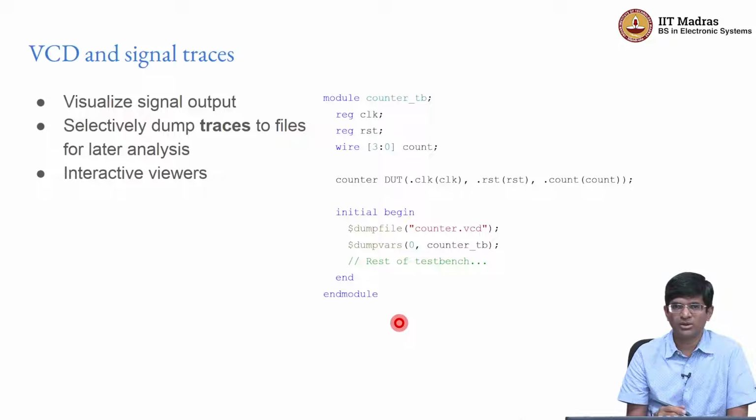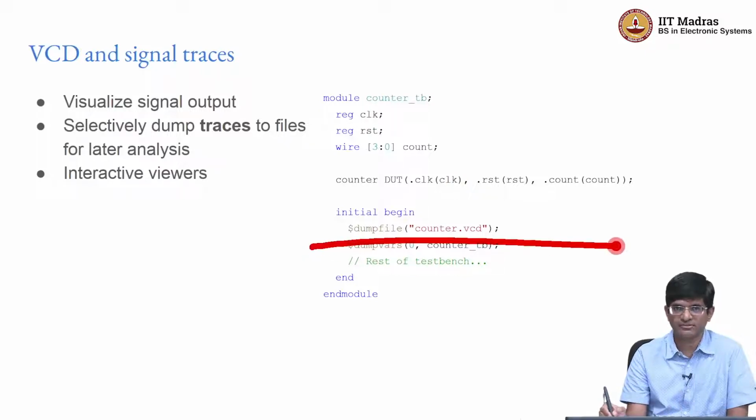The idea is similar to a $monitor. I look for changes in any of these values. Do I see a change in the value of clock? Then let me go in there and mark that the value of clock has changed. But interestingly, with a $monitor, every time clock changed, it would print everything out on the screen. VCD is a bit more clever than that.